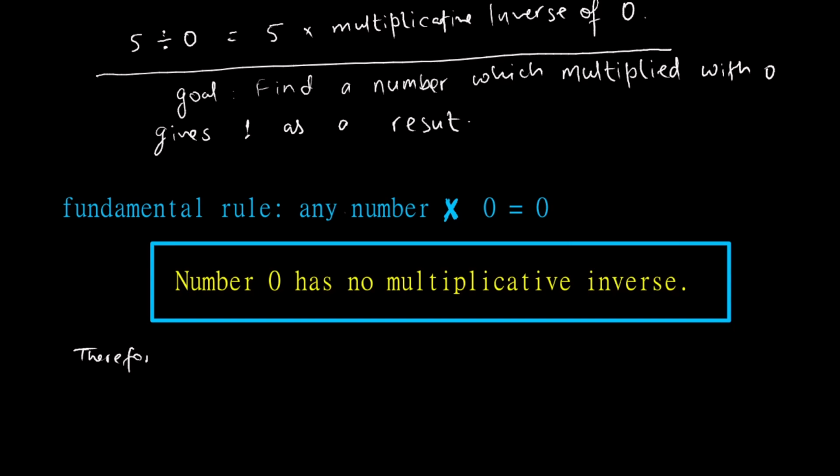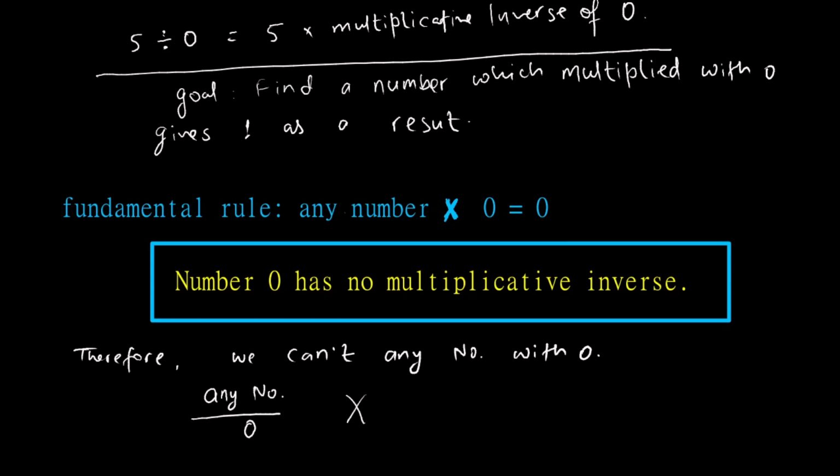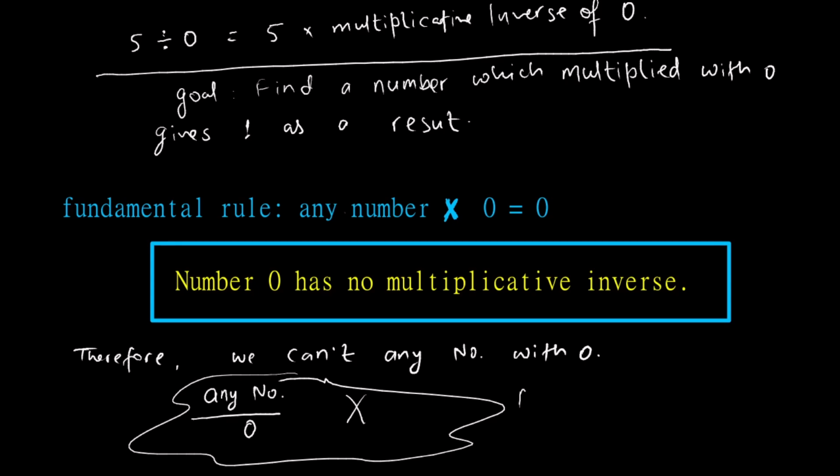Therefore, we can't divide any number by 0. So we can't write any number over 0. This is not defined.